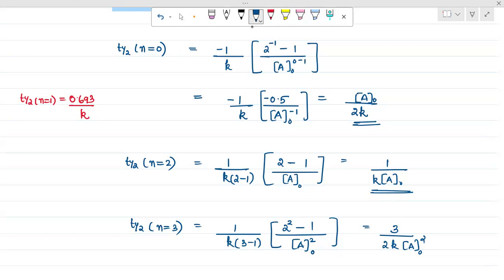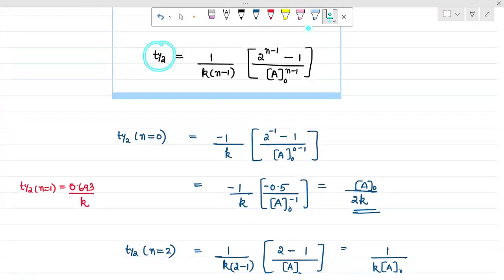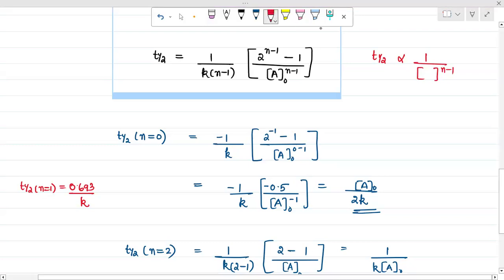Now, a very important relation from here. If you compare T half and the initial concentration, they are related inversely. How are they related? T half of any order reaction is inversely proportional to the initial concentration to the power n minus 1. Very important. We'll be doing problems today as well so that you have a better understanding.